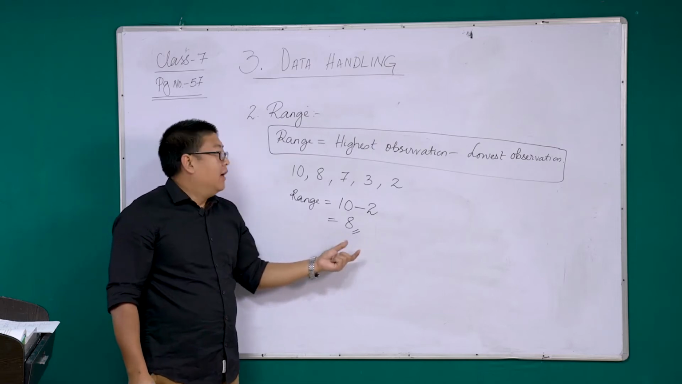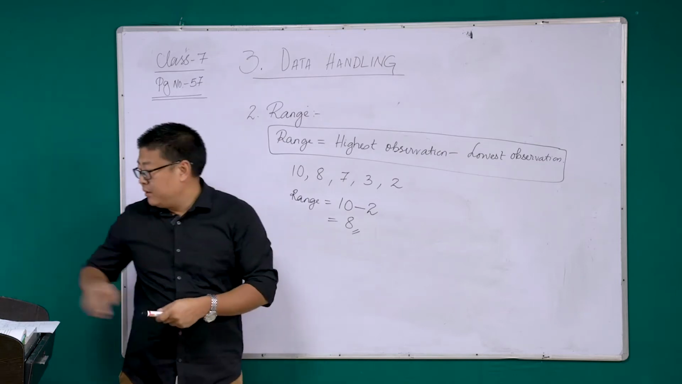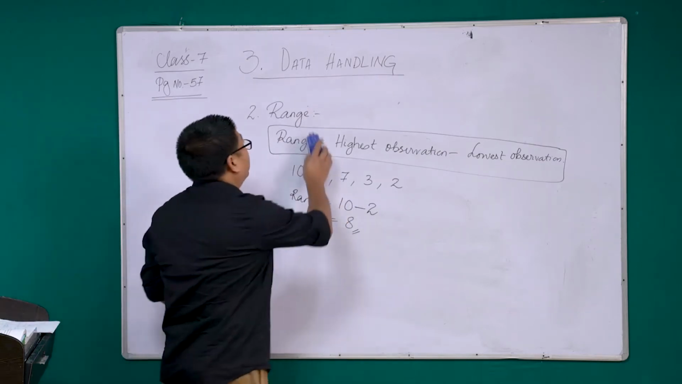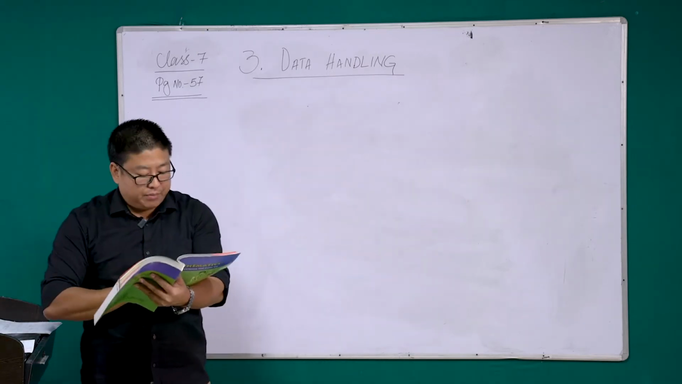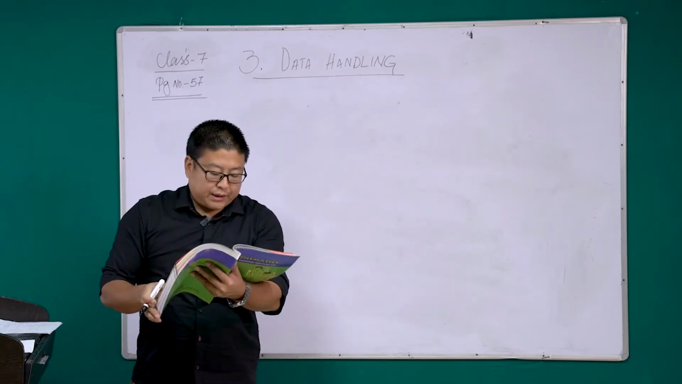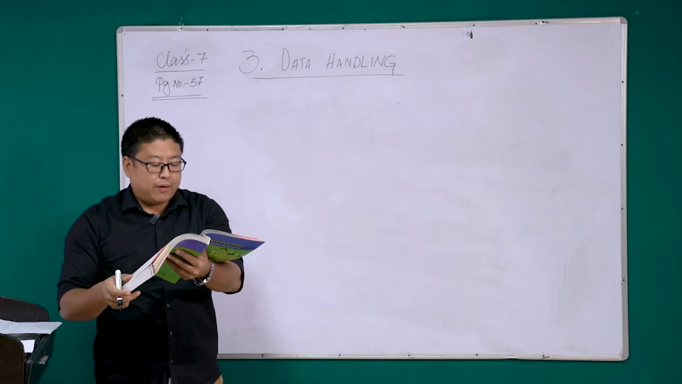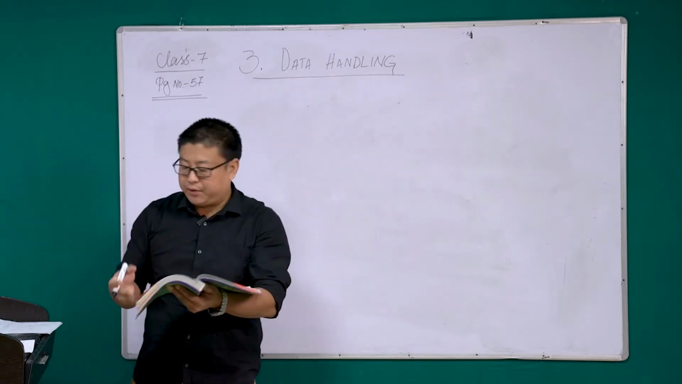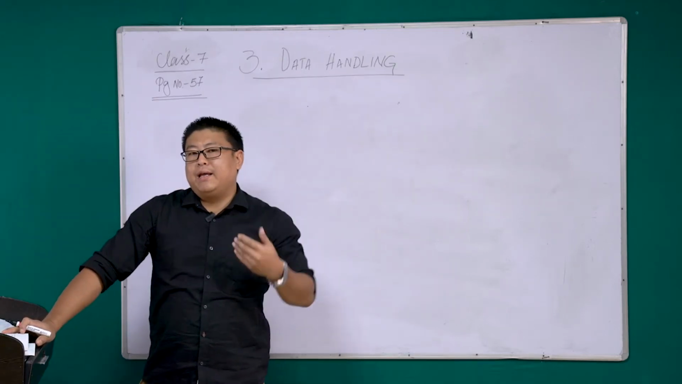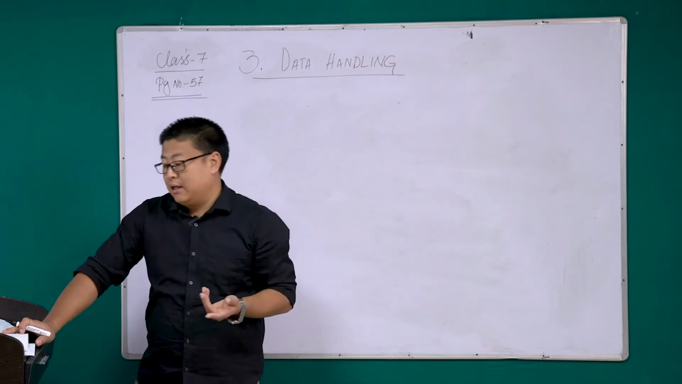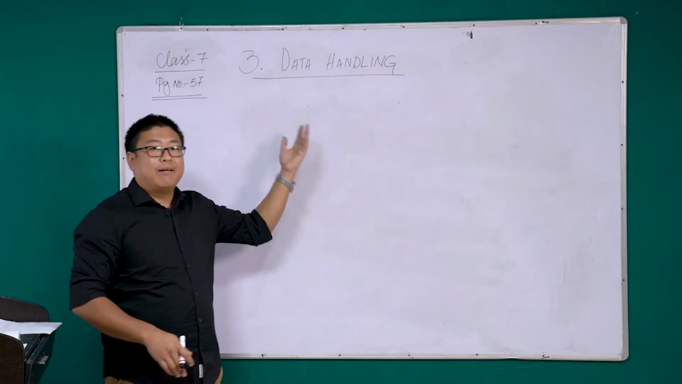I hope this is clear. Now we will move on to some exercises where the concept will become even clearer. So let's turn to exercise 3.1, on page number 62. Exercise 3.1, question number 1. Let me read it for you. Find the range of heights of any 10 students of your class. Since we cannot go and measure everyone, we're going to take our own data.